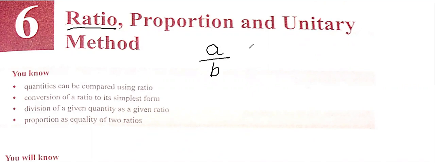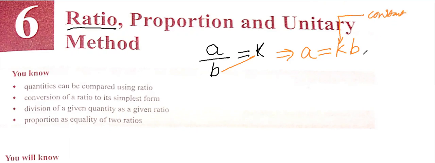For example, A upon B should be equal to, say, some constant K. How can I write this? I can even write this as cross multiply. I will take B over here, so I can write this as A is equal to KB. What I have done here is make the relationship between A and B with some constant K. What is this K? This K is nothing but some constant value. And this A and B are quantities.